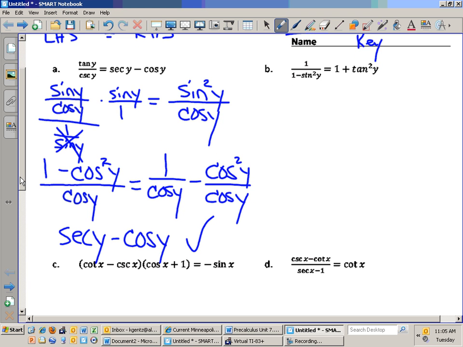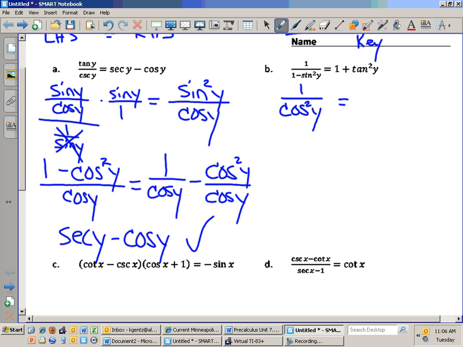Okay, let's try the second one. 1 over 1 minus sine squared. What would you like to do first? Make it cosine squared. 1 over cosine squared. So Parker's working with the left-hand side. He noticed that 1 over 1 minus sine squared is the same as 1 over cosine squared.